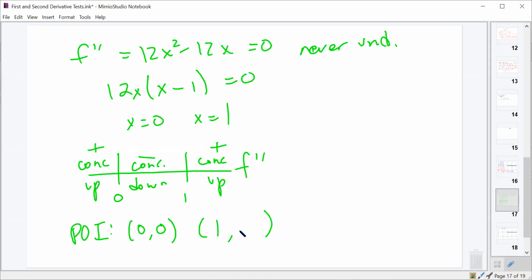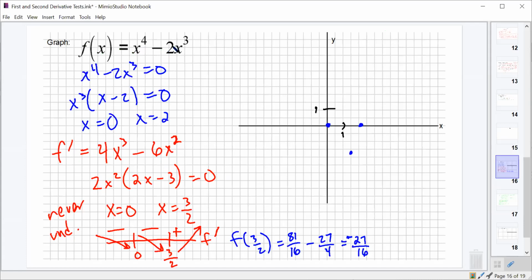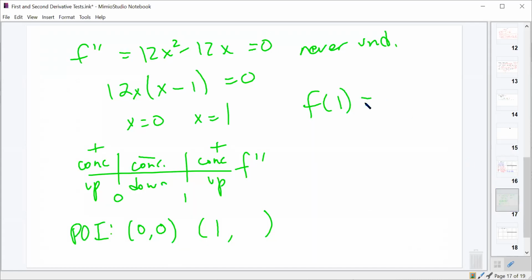And so if we plug in 1 to our original function, what was f of 1? F of 1 should be 1 minus 2, or negative 1. So we have a point of inflection at 1, negative 1 as well. Good or no?